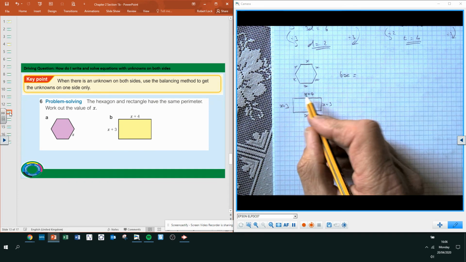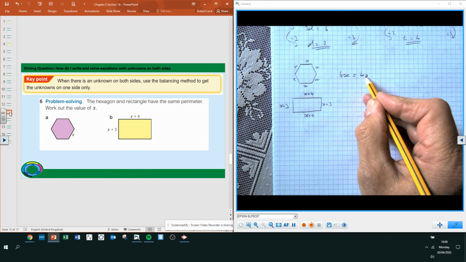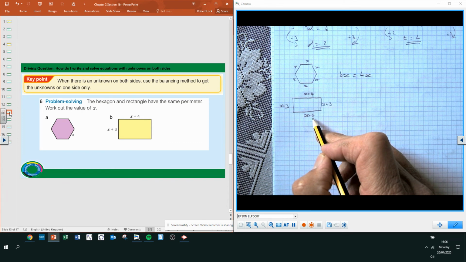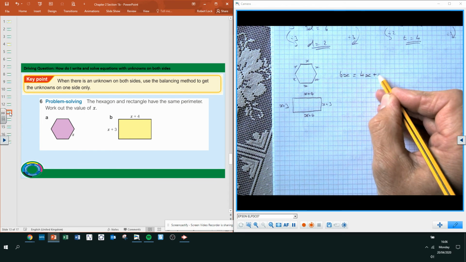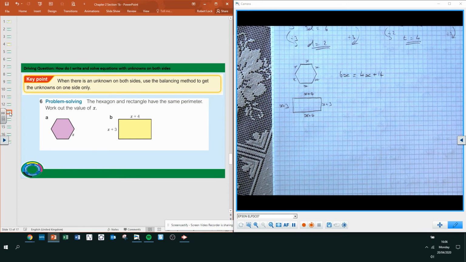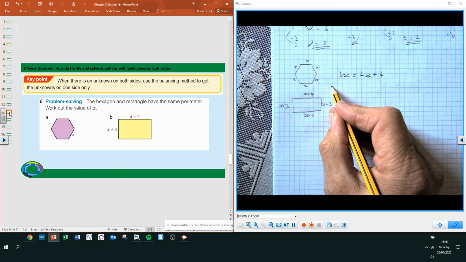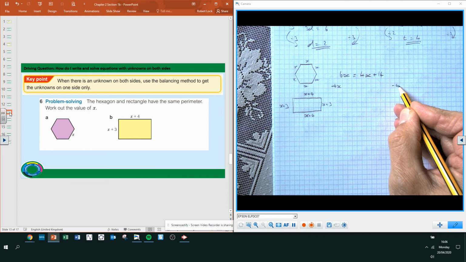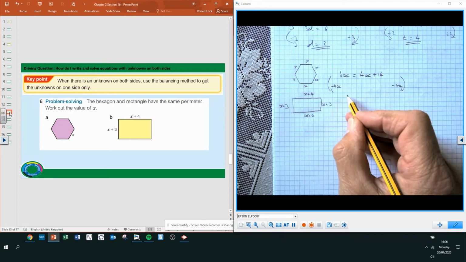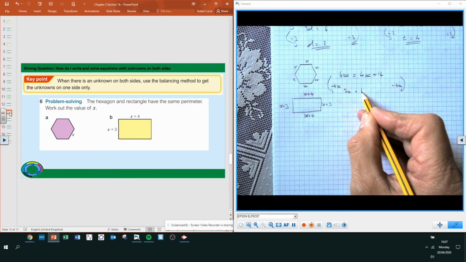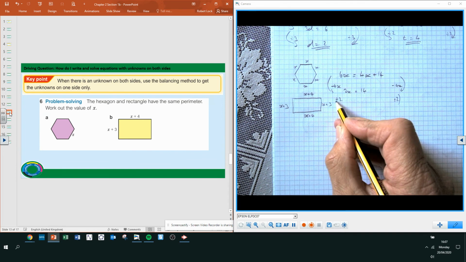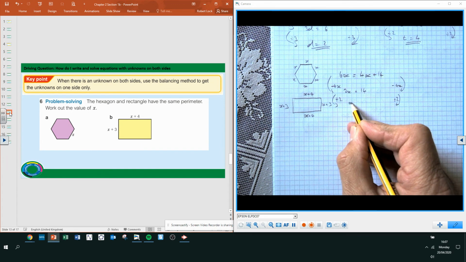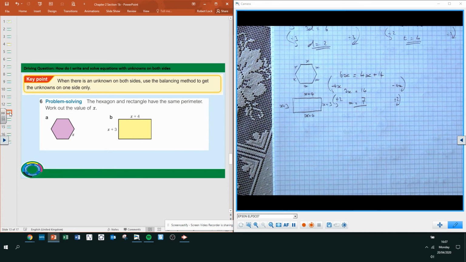Adding all up together, how many x's do we have? We've got 4x. 4 plus 3 is 7, and 7 doubled is 14. What's x? So take away 4x from both sides. 2x equals 14. Divide by 2. x equals 7. x equals 7.